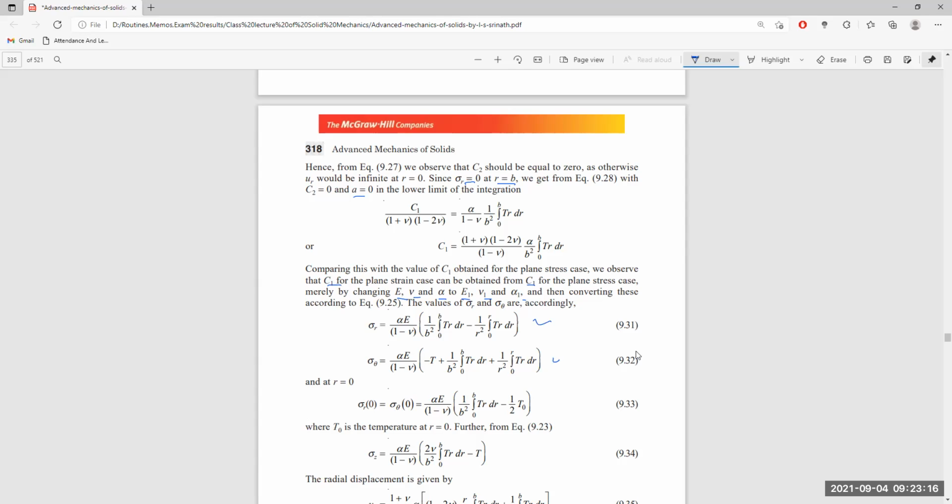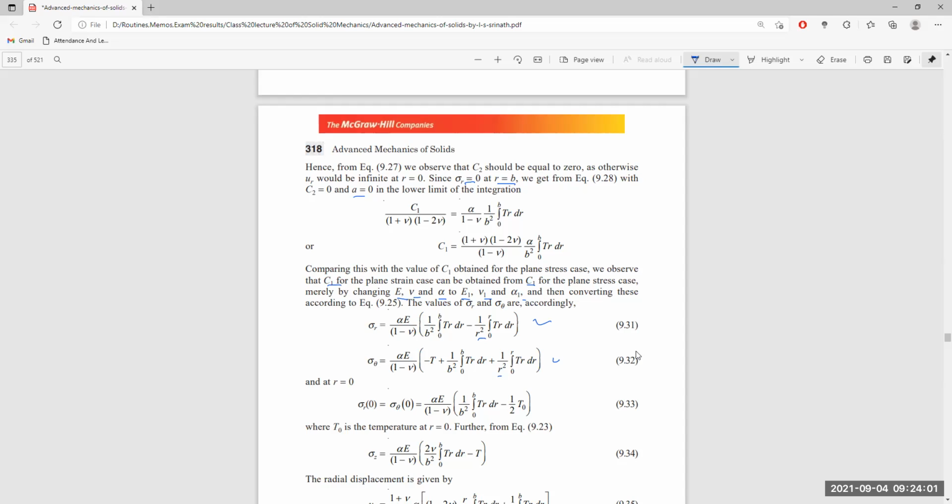At r equal to 0, at the center, what will happen? Sigma r is equal to 0, and sigma theta will also be equal to 0, since there exists only this portion of the equation, and both are then equal to 0. At the center, the stresses in the radial direction and in the circumferential direction are equal, and they are alpha E into 1 minus nu, 1 by b square into the integral of T r dr, minus 1 by 2 into T at 0. Because if we put the value of r here and here, it will become this portion.